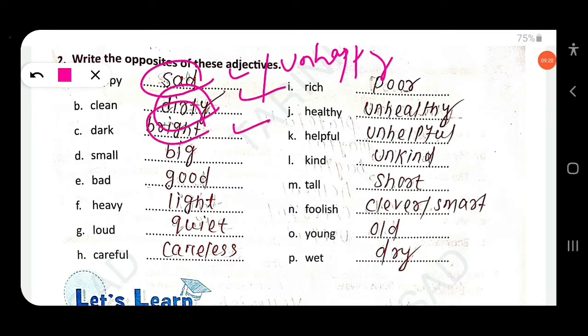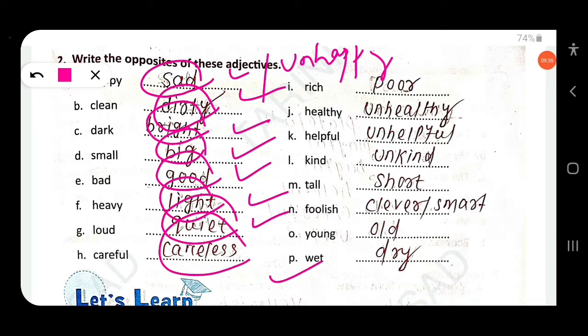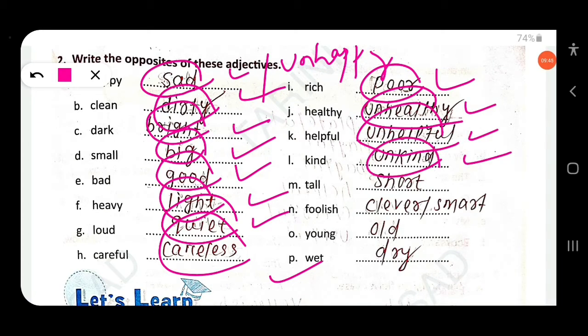Dark, bright. Small, big. Bad, good. Heavy, light. Loud, quiet. Careful, careless. Then rich, poor. Healthy, unhealthy. Helpful, unhelpful. Kind, unkind.